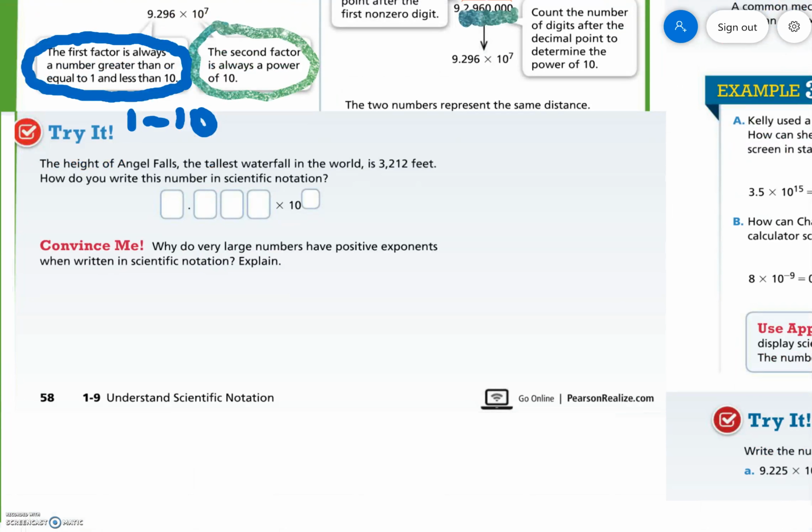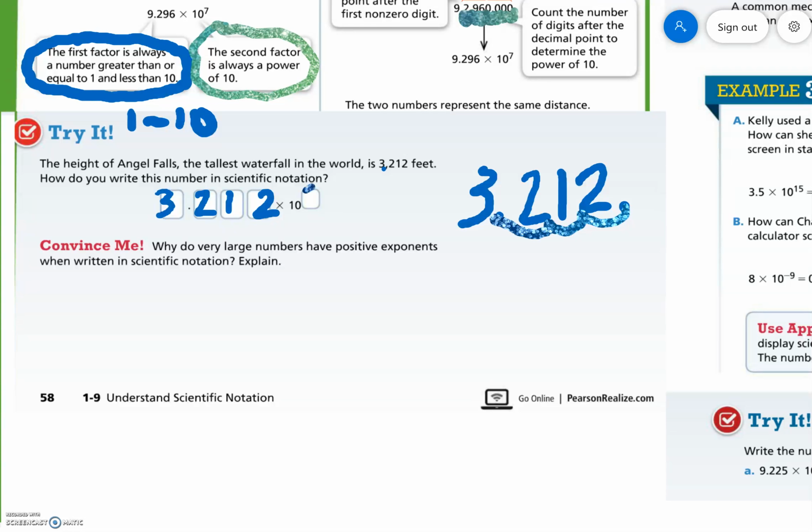The height of Angel Falls, the tallest waterfall in the world, is 3,212 feet. How would you write this number in scientific notation? Well, I need to find a number that's between 1 and 10. So if I put the decimal point right where the comma is, 3.212 is between 1 and 10. Now I need to figure out how many spaces I would move to get the decimal point from the original spot to where we want it. And you move 3 times. So it's times 10 to the 3rd power.